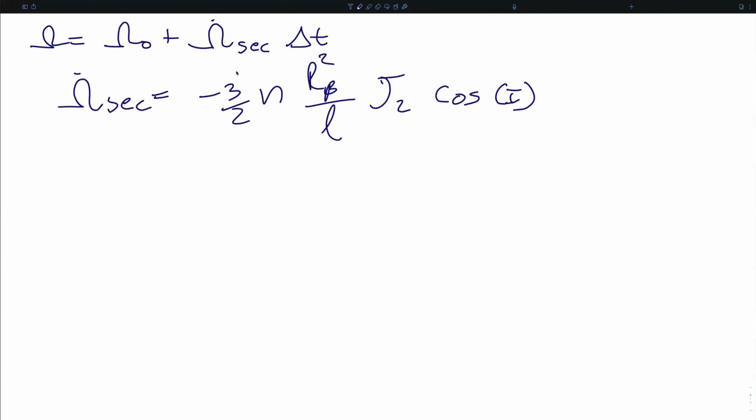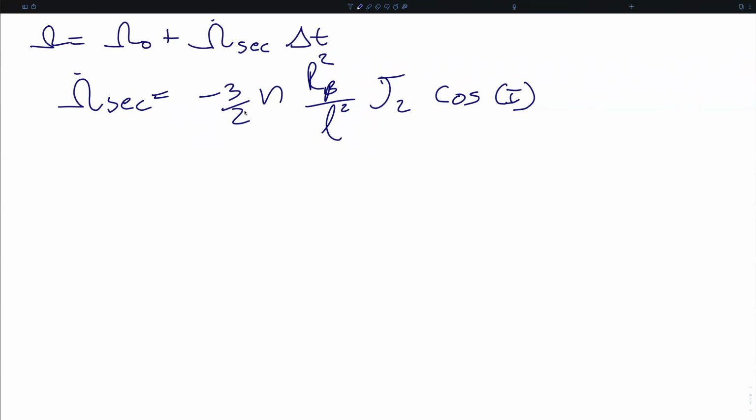We have now shown several times in several different ways that we can write the longitude of the ascending node of an orbit as equal to some initial value plus the secular rate of change of the longitude of the ascending node times however much time has passed since this initial value was measured. And this lambda dot secular term is given by -3/2 times the mean motion of the orbit times the central body radius squared over the semi-parameter of the orbit squared, times the central body's J2 term, times the cosine of the orbital inclination.